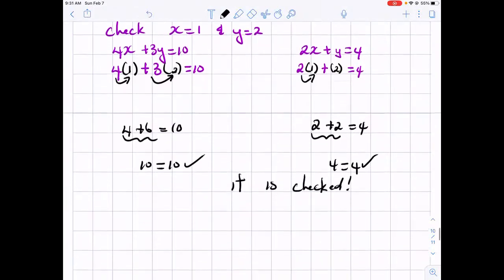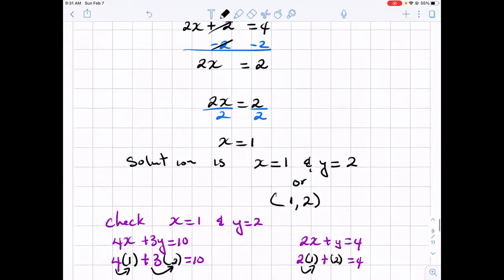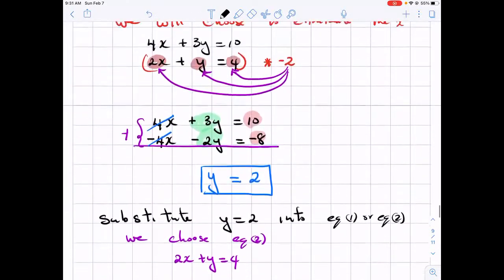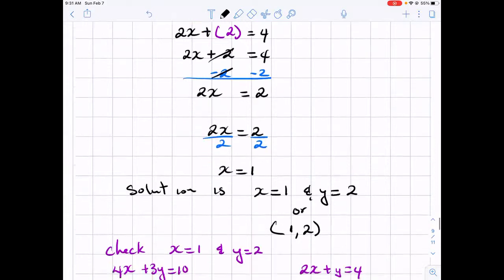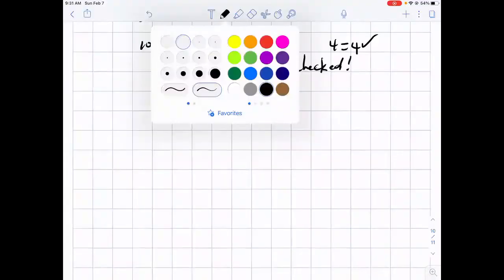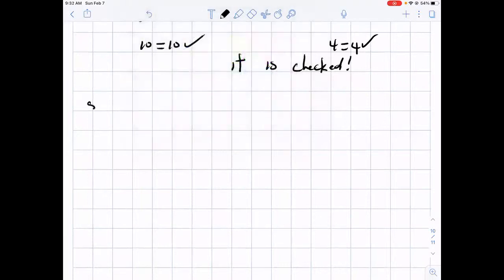So the only difference is that in this case, sometimes you will have to multiply an equation by some number as we did here. And sometimes you will have to multiply both equations, not just one. You will have to multiply both equations. So let's look at another example. Solve the system by the addition method.